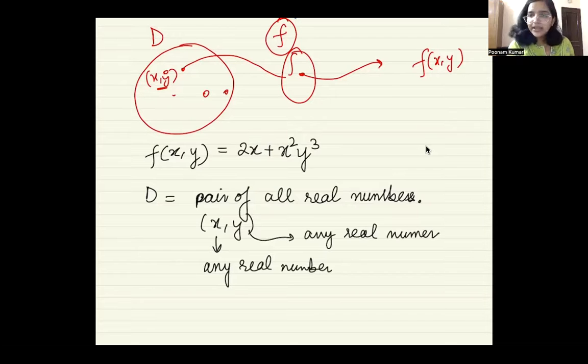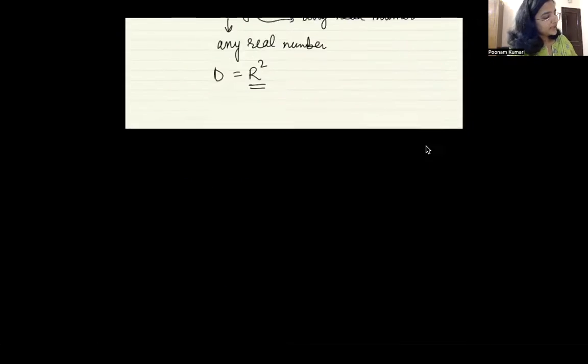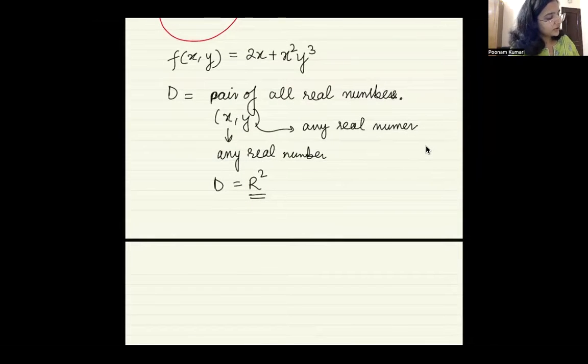Whenever we want to write this, we write that the domain is R2. R is the set of real numbers, R2 means it's a plane of real numbers. Okay, so suppose I have this function, and if I ask you to tell me the value of this function when my x is 1 and my y is 1, what will you say?